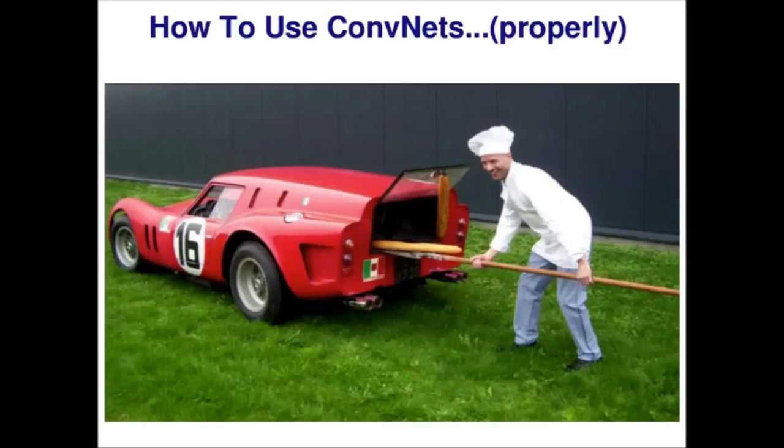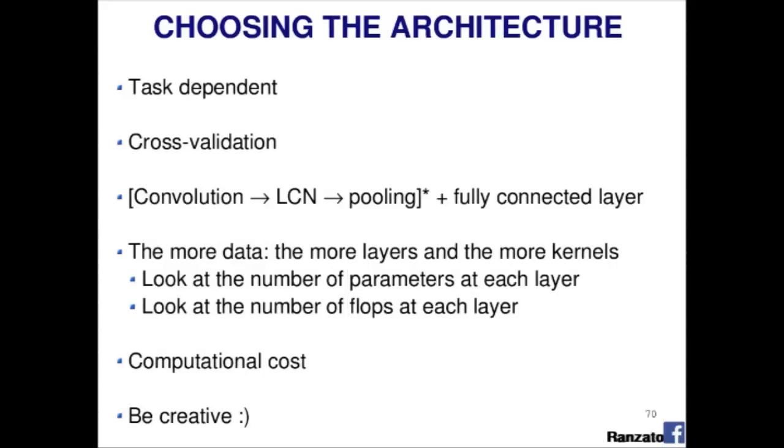So I'm going to conclude my talk with some practical advices when you train convolutional networks. So many people ask, how should I choose my architecture? That's very task dependent, right? So I don't know. And that's usually picked by cross-validation. So you try different architectures, and you pick the best one. For image classification task, we converge to the golden standard architecture, which is a bunch of convolution, normalization, pooling layers, right? And then some fully connected layers.